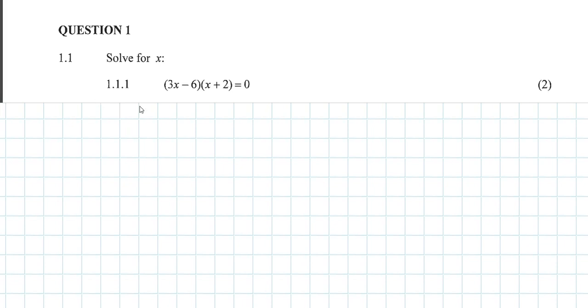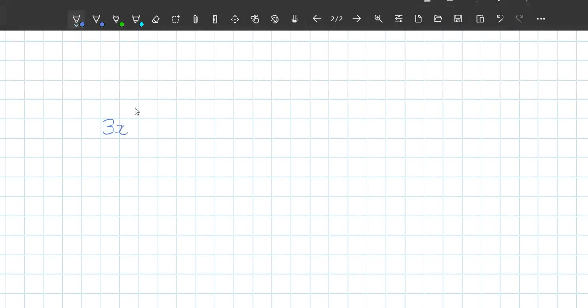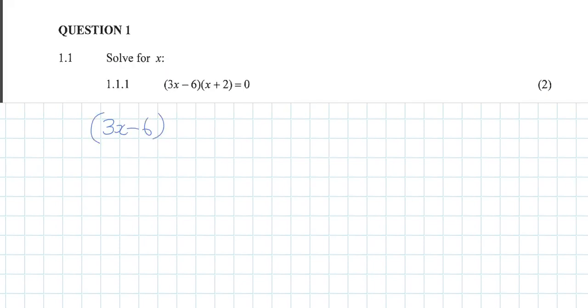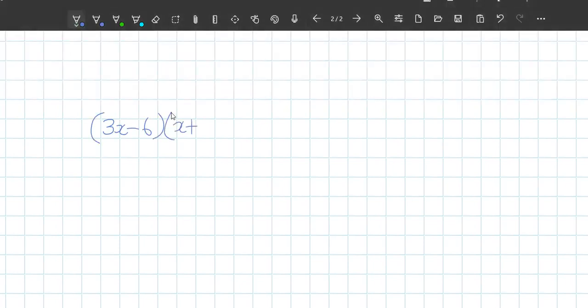Starting with question 1.1.1, we have two brackets equal to 0. So if we start with our two brackets, we have 3x minus 6 and x plus 2 equal to 0. Either 3x minus 6 or x plus 2 must be 0 in order for this to be true. So we can say 3x minus 6 is equal to 0 or x plus 2 is equal to 0.